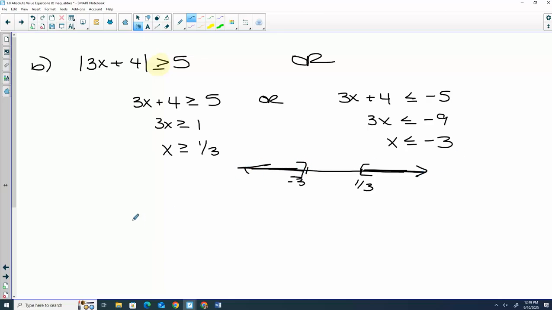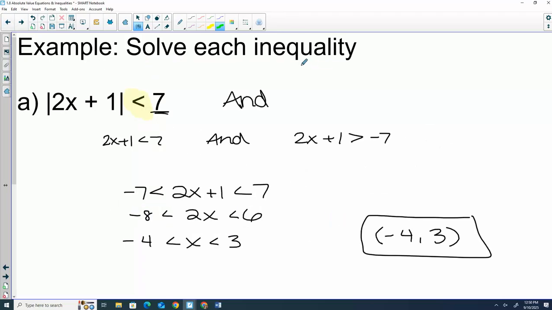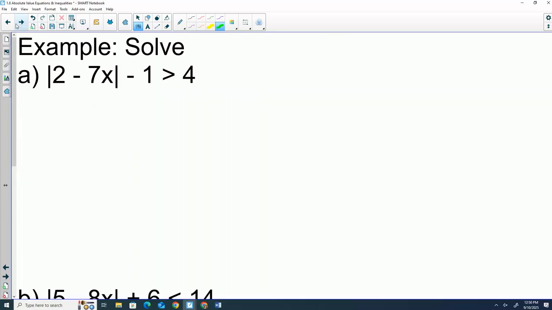So these are two separate pieces. Make sure you put the small to large. So -infinity to -3 with a bracket. Union. Bracket 1/3 to infinity. So when you have an or statement, we get two pieces at the end. When we have an and statement, we get one piece at the end. Questions about those two? What if I gave you this one?